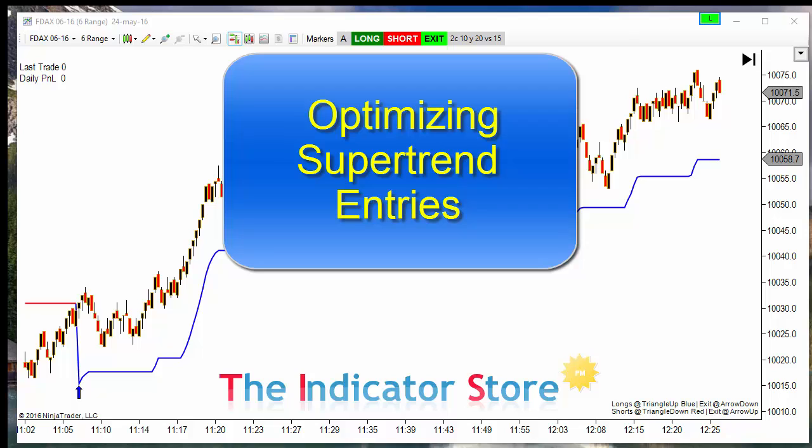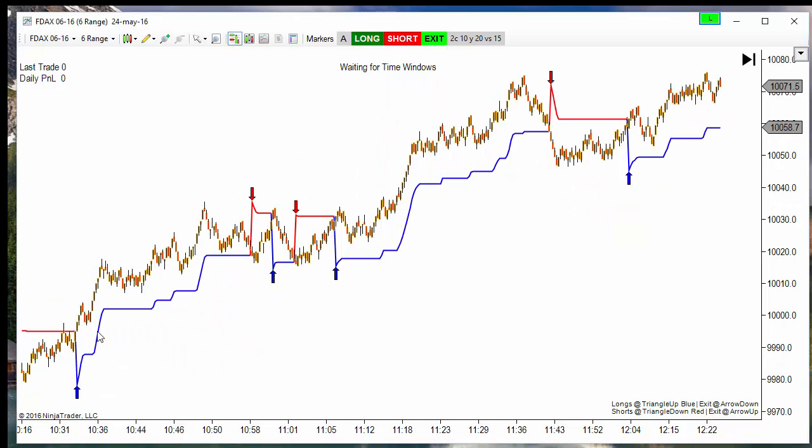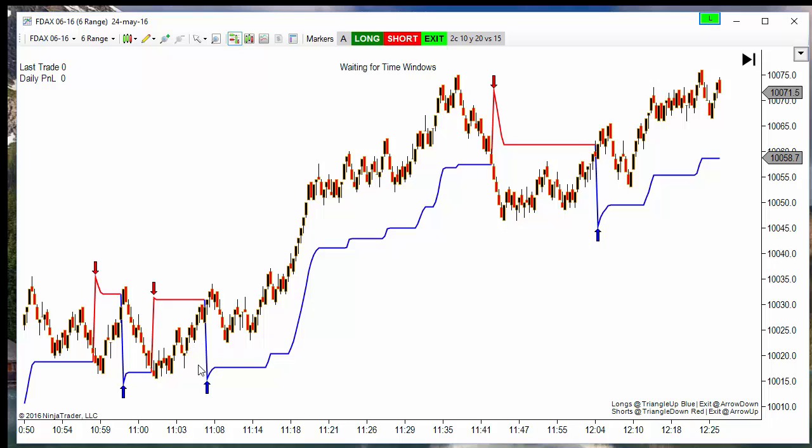Hello, good morning everyone. Today we are going to review some tips to optimize the entries for the Supertrend setup. The Supertrend, for those who still don't know it, paints these lines that we can configure in speed and smooth. And we have two states: we are holding a long or we are holding a short. So we go long or short at these arrows.